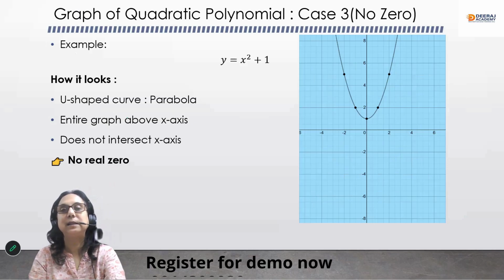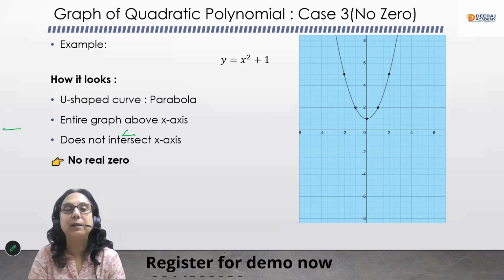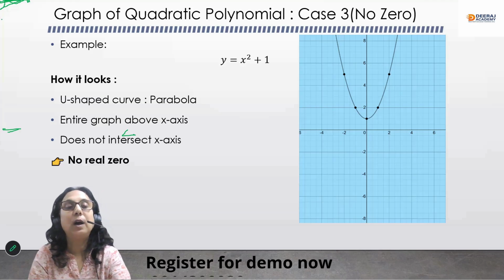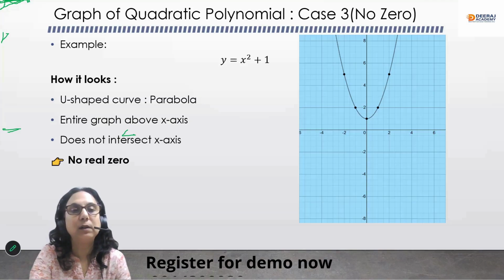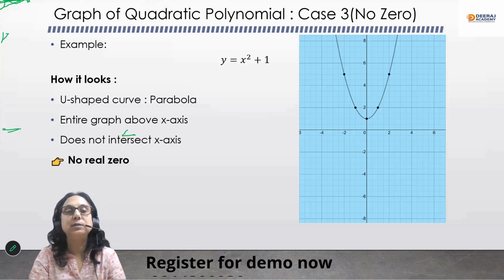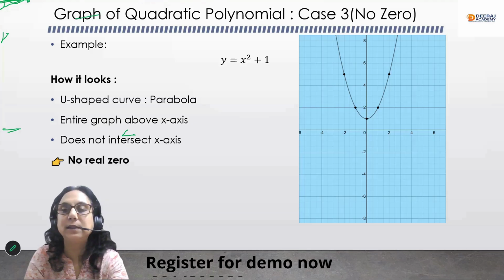And this is case 3, where we don't have any zeros for this quadratic polynomial. You can see here that y = x² + 1. So how does the graph look here? The graph looks like a parabola, and the entire graph is above the x-axis. So it is not intersecting the x-axis, hence it has no real zeros.